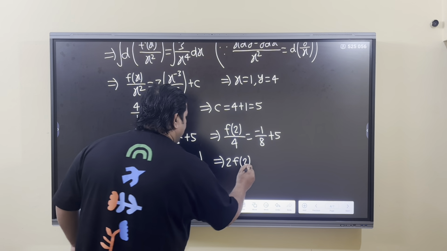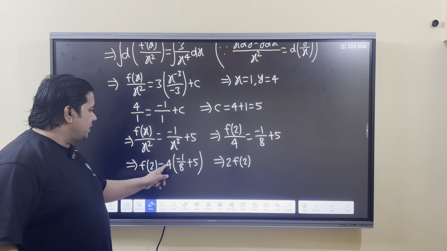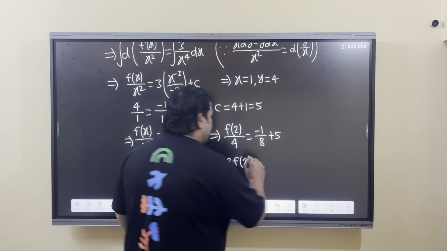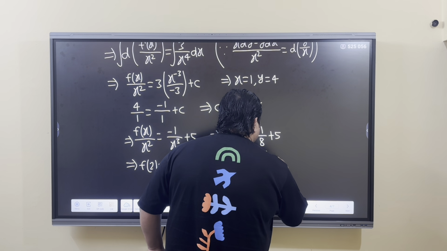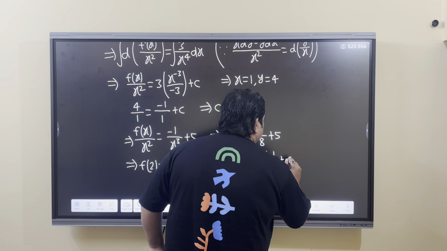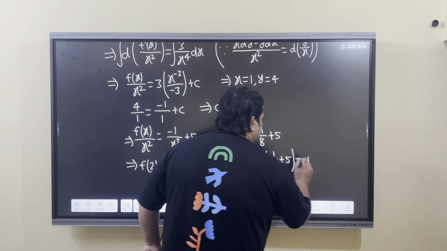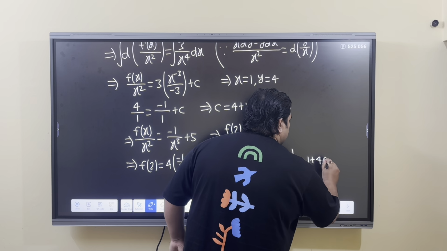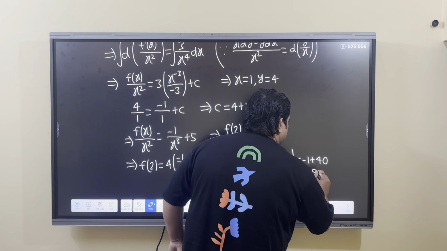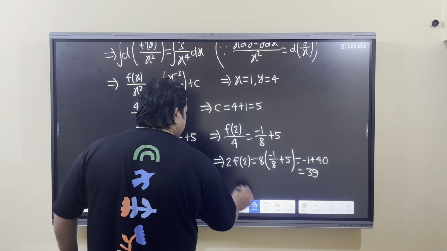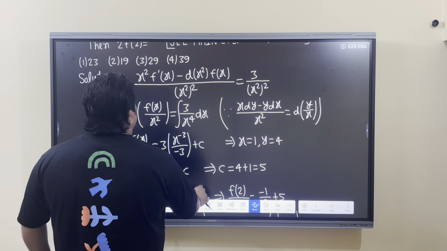And then we need to calculate 2 f of 2. So we'll multiply by 2. If you multiply by 2, right side 2 into 4 will become 8. So it is like 8 into minus 1 by 8 plus 5. Now what is 8 into minus 1 by 8? It is minus 1, and 8 into 5, it is 40. So answer is 39, and 39 is one of the options also.